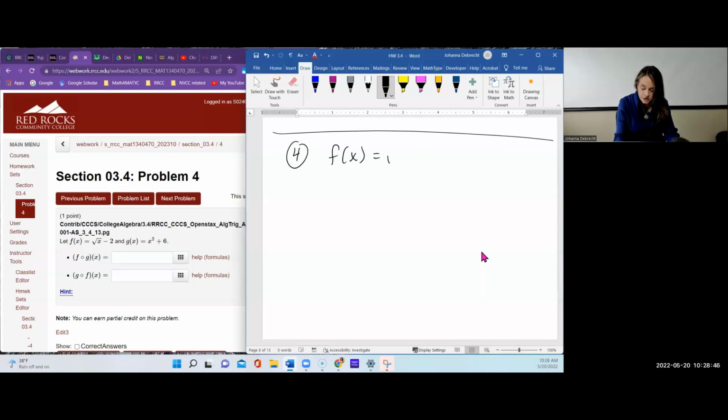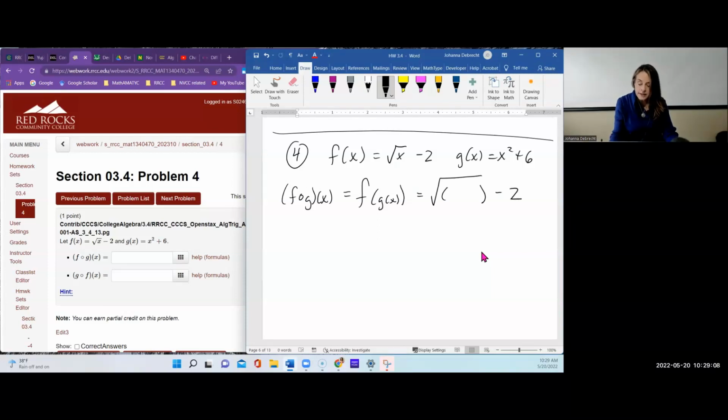F is the function, the square root of x minus 2, and g is the function, x squared plus 6. F composed with g of x is the same as f of g of x, which means write f, open up empty parentheses where the variable is, and substitute the other function inside. In this case, there's nothing more we can do, but just leave the answer like this.